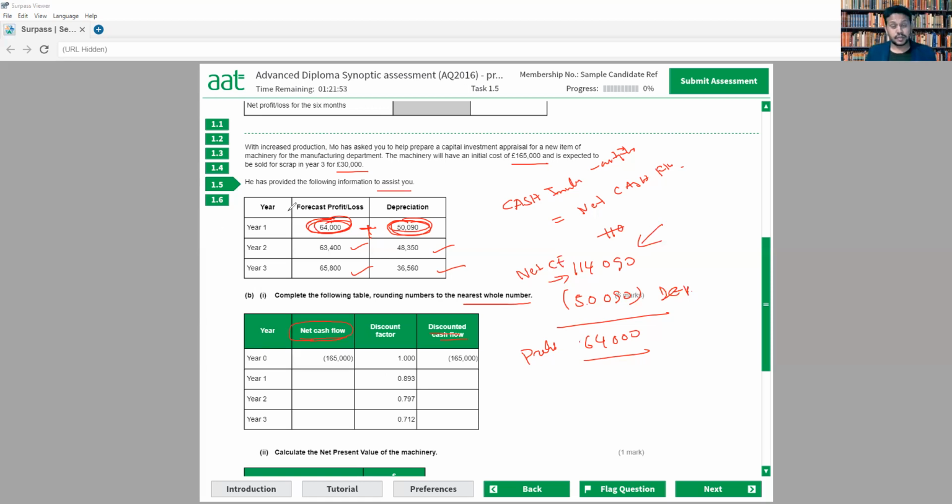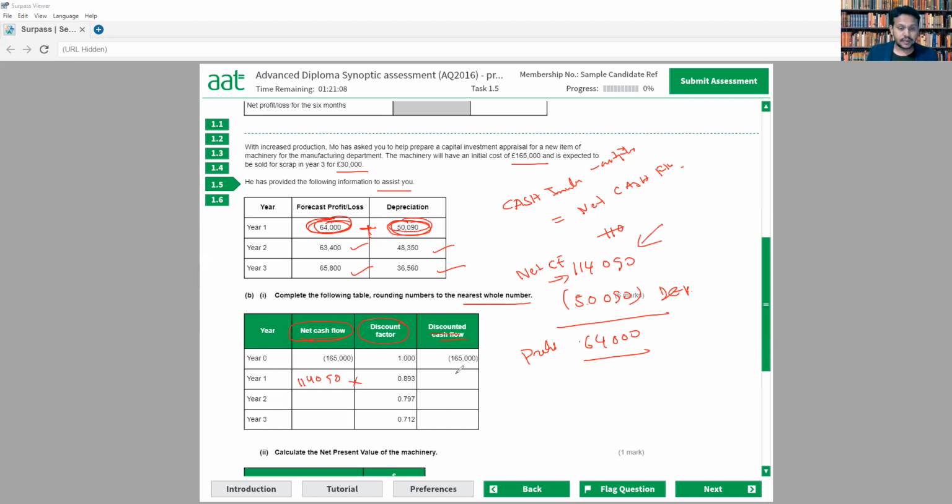Don't take just the profit, because when you calculate the net present value, we have to find how much was the net cash flow. So if we add these two, that will give us 114,090. That's my net cash flow. And if you multiply with that, that will give us the discounted cash flow. In the exam, they will give us the discount factor. So for your level 3 exam, you don't have to worry how to get the discount factor. Maybe in future, in level 4, you will learn how to get it. But for the time being, they will give you the discount factor in the exam. All you have to do is multiply the net cash flow by the discount factor.